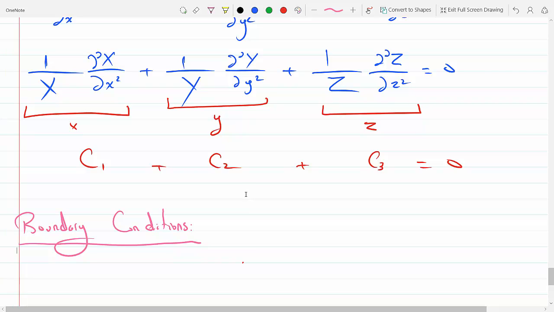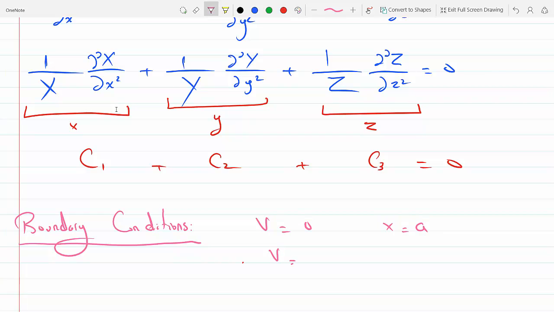Okay, so let's be a little bit more specific here. When x equals a, V equals 0, and V equals 0 when x equals 0, in the zy plane. So this is number 1, this is number 2. Okay, what else do we have?